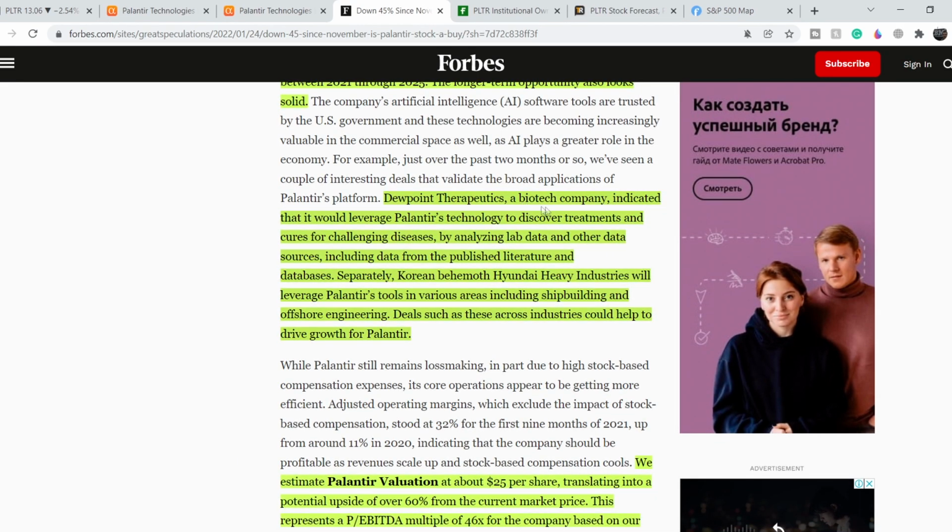DuPont Therapeutics, a biotech company, indicated that it would leverage Palantir's technology to discover treatments and cures for challenging diseases by analyzing lab data and other data sources, including data from the published literature and databases. Separately, Korean behemoth Hyundai Heavy Industries will leverage Palantir's tools in various areas, including shipbuilding and offshore engineering. Deals such as these across industries could help to drive growth for Palantir.